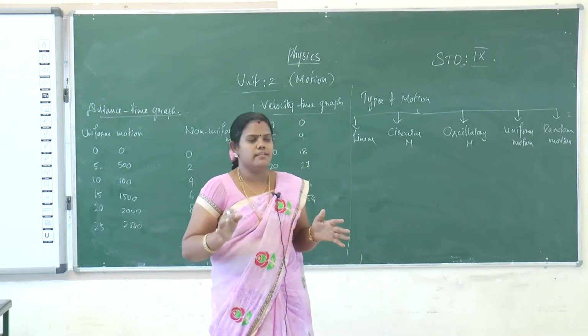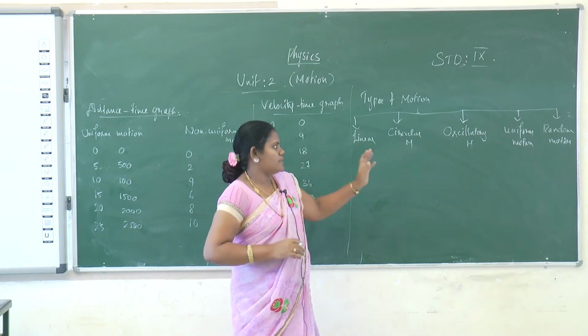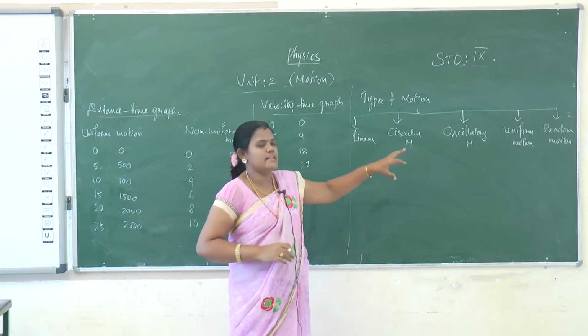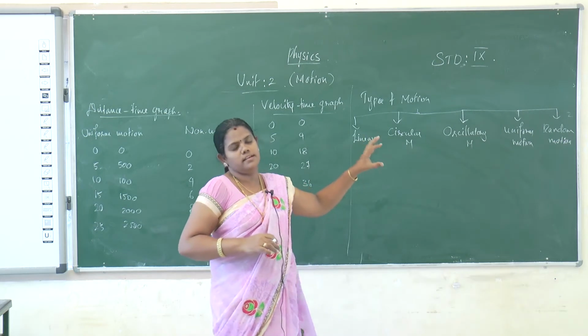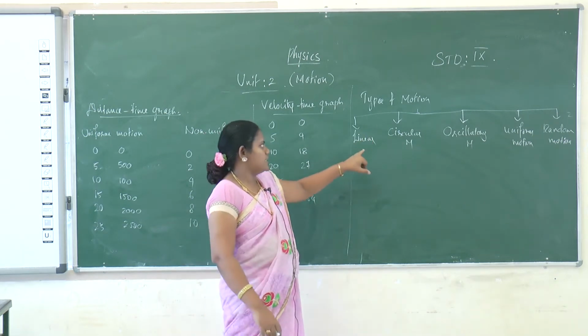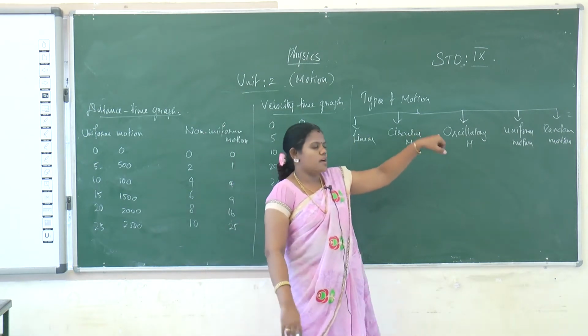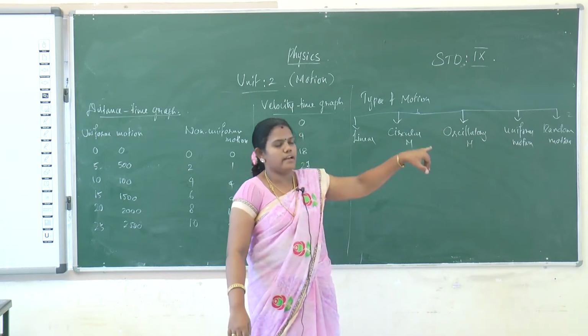So if one object moves without belonging to these four categories, it is called random motion. So we have linear motion, circular motion, oscillatory motion, uniform motion and random motion.